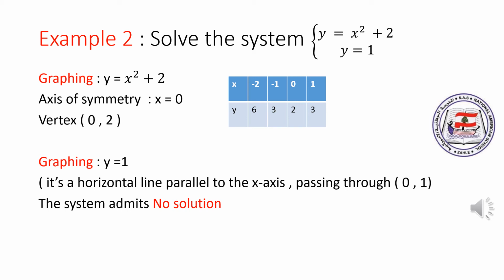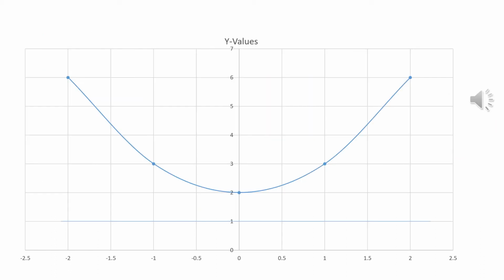So, as we see, by graphing both equations, the two curves do not intersect, so the system admits no solution. As we see, the straight line y equals 1 is below the curve, so there are no points of intersection between the curve and the straight line.